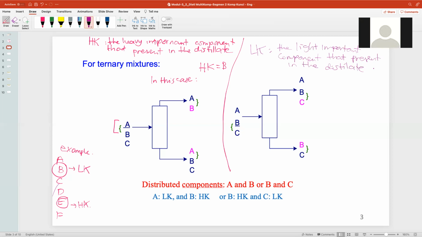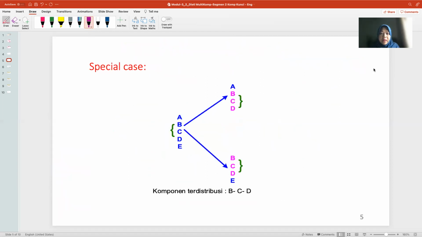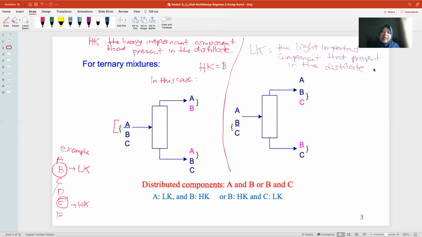Kevin: So, you can only have one type of heavy key and one type of light key? Usually like that. But sometimes there would be some distributed later on. There's some special case where these three are distributed. But ordinarily, yes, like this.